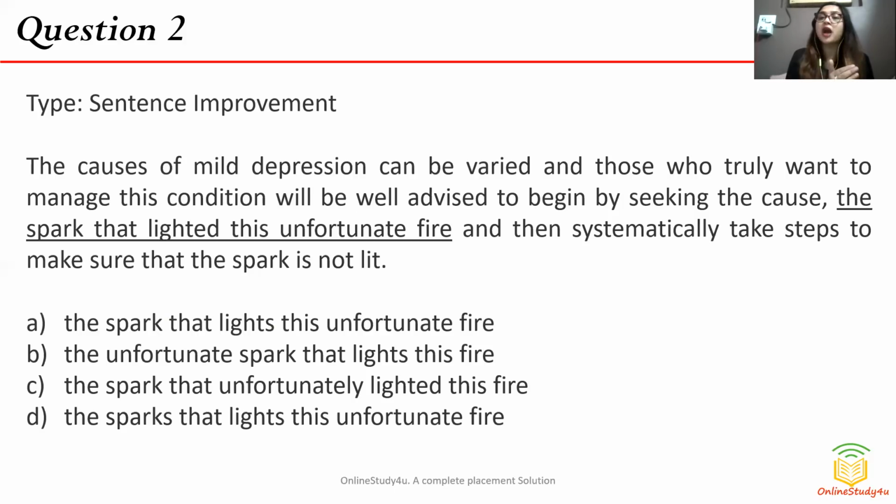It would have been spark that lights or sparks that light, whichever way. Spark that unfortunately lighted this fire. Again, the unfortunately lighted doesn't make perfect sense out here. The unfortunate spark that lights this fire. Now, unfortunate spark, we're not describing the spark out here. We're saying that the fire is unfortunate, right? So we are remaining with one option to consider, which is A. That is the spark that lights this unfortunate fire. Okay.